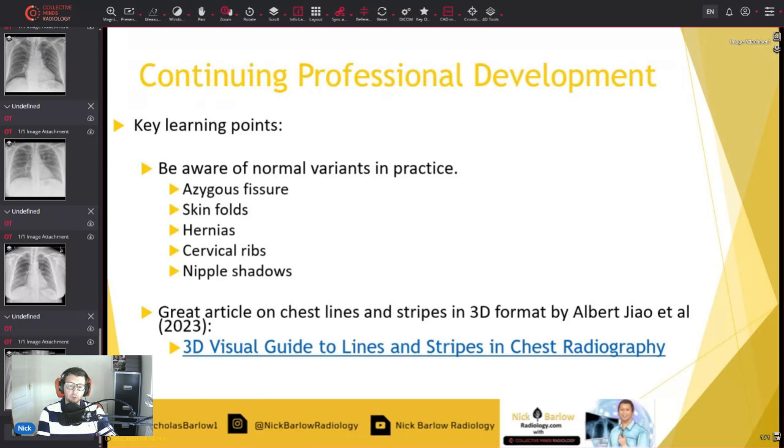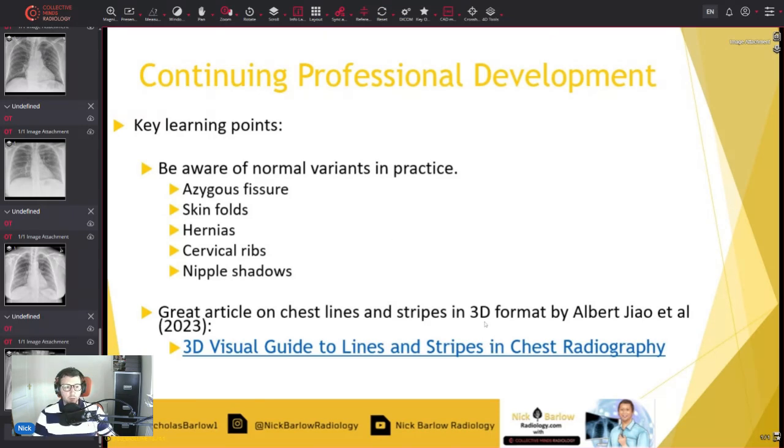And the nipple shadows probably cause the most confusion and difficulty. Do follow up with nipple markers. If there's only one single opacity on one side, always follow up with nipple markers to check it is a nipple. If there's any confusion, you can do PA and AP nipple marker views, and you can always follow up with CT if you're really not sure.